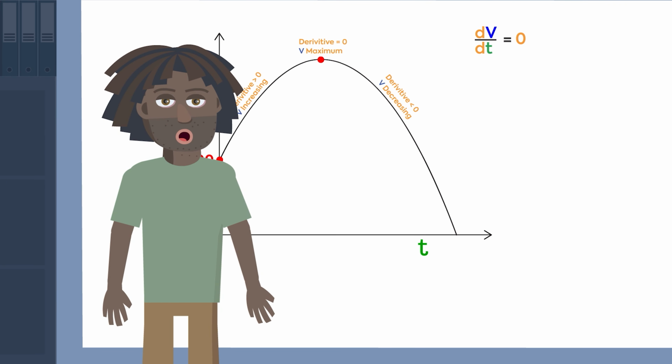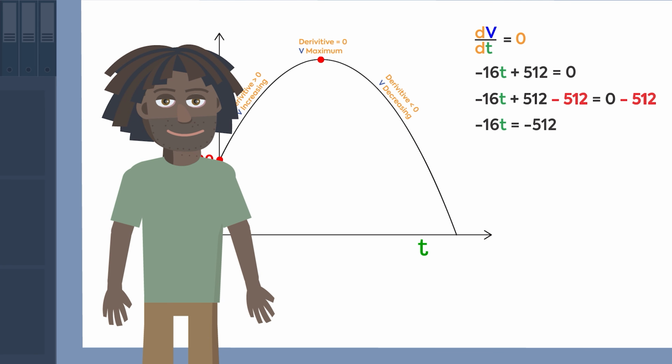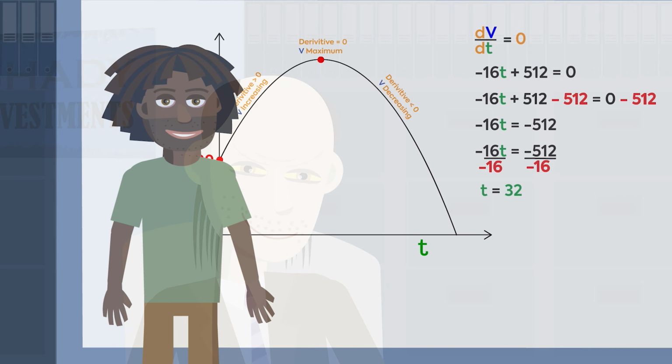Okay, so we let our derivative equal to 0. What we are trying to do is to get t on its own by manipulating the equation. Let's subtract 512 from both sides. Now, let's divide both sides by minus 16. Now we are left with t equals 32. That wasn't too difficult, was it, Shady?